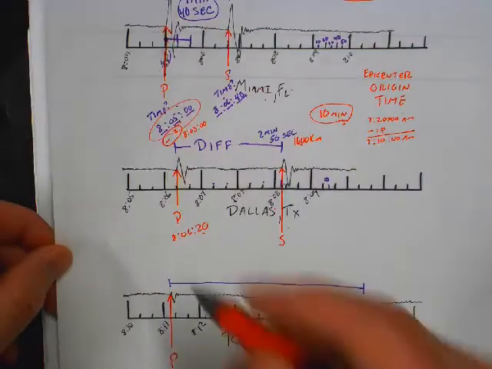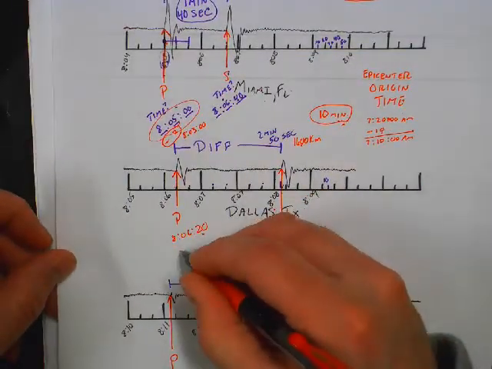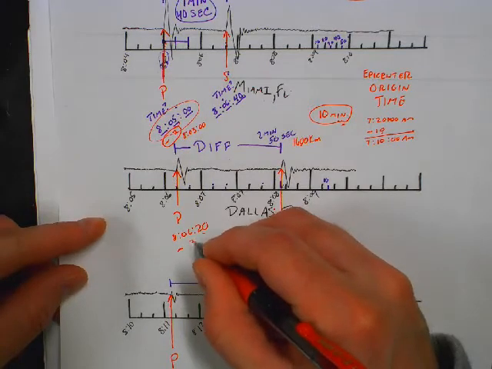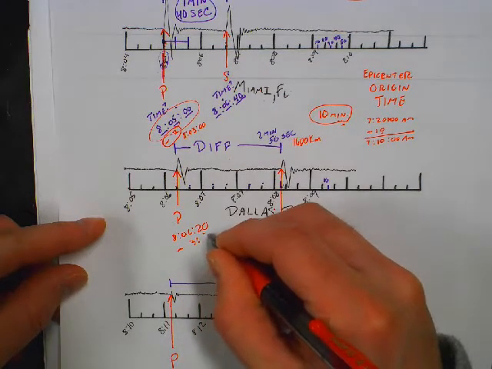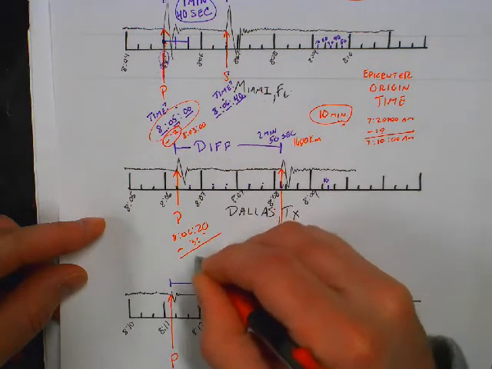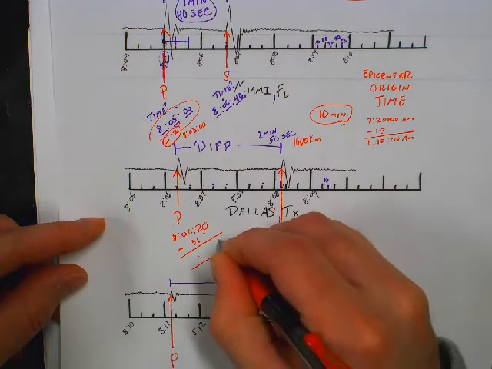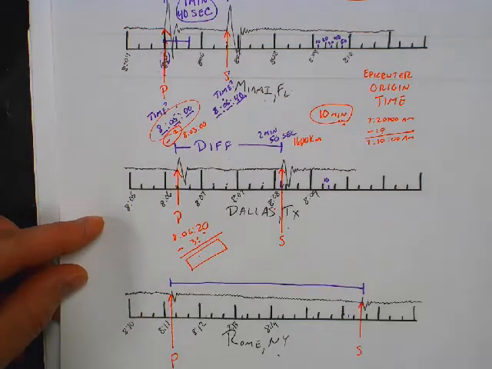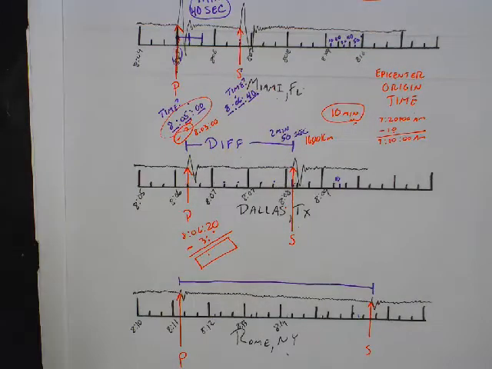If the P wave took 3 minutes and some seconds, subtract your 3 minutes and however many seconds you think that was from here, and that's going to tell you what time the earthquake happened. That's called the origin time. So you can figure out when an earthquake happened as well as how far away it was by doing that.